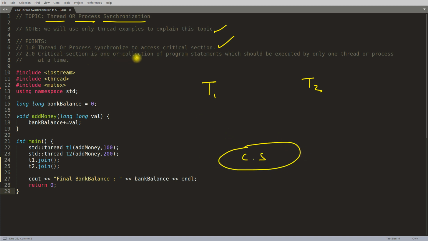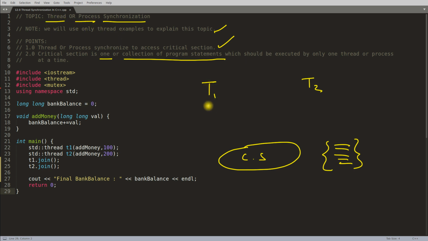A critical section is one or a collection of program statements which should be executed by only one thread or process at a time. So it is very clear that a critical section is one or a collection of program statements. There can be only one statement, or 2, 3, 4, or n statements, and they can all be treated as a critical section. And the synchronization problem comes when there are multi-threading and multi-processing systems.